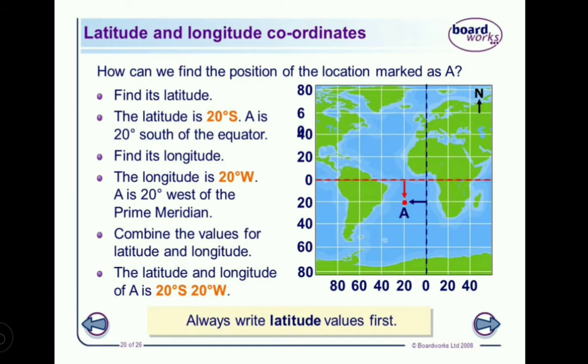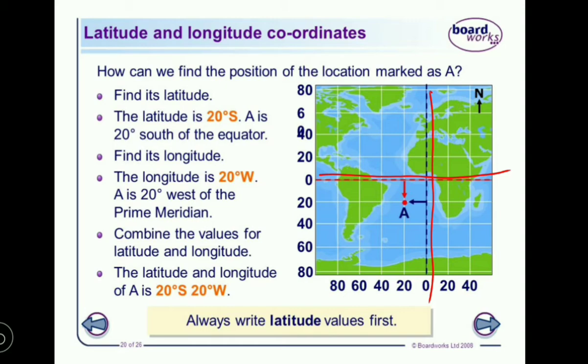How can we find the position of the location marked A? Here also an example is given. A is one of the places given here, and that is an intersection point also. How do we calculate the longitude and latitude on the grid of the globe? The latitude is 20 degrees south, so it is in the southern hemisphere. A is 20 degrees south of the equator. This is the equator line, this is the prime meridian.